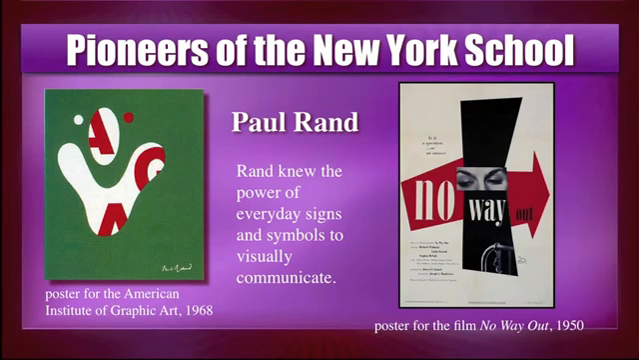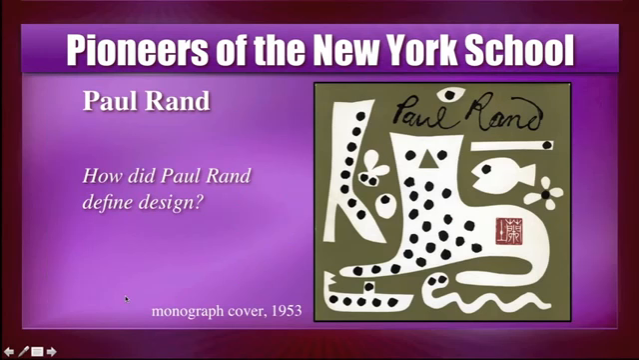And on the other one, you have a poster for the film No Way Out, done in 1950. Here you have Rand's integration of photography, typography, signs, graphic shapes, and surrounding white space that really make it stand out. Think about figure-ground relationship in this one. This was very atypical of film posters of Rand's day. I want you to consider, how did Paul Rand define design?